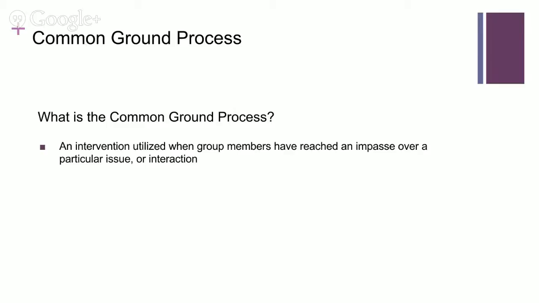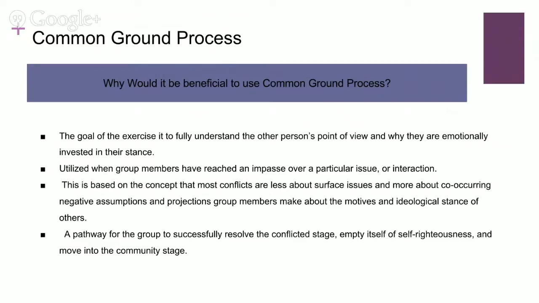Common ground process. What is the common ground process? An intervention utilized when group members have reached an impasse over a particular issue or interaction. Common ground process. Why would it be beneficial to use common ground process? The goal of the exercise is to fully understand the other person's point of view and why they are emotionally invested in their stance.